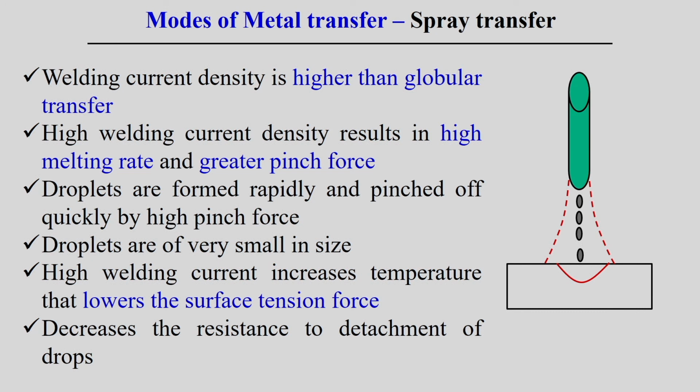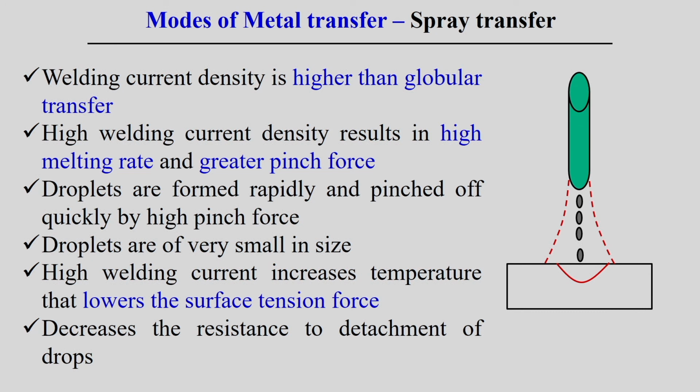So the droplets are of very small size. In these cases there is not much time allowed for the drop to grow large; rather, small droplets are created because of the high pinching force and the presence of high current density. Small droplets are created very rapidly, and then transferred to the workpiece material.